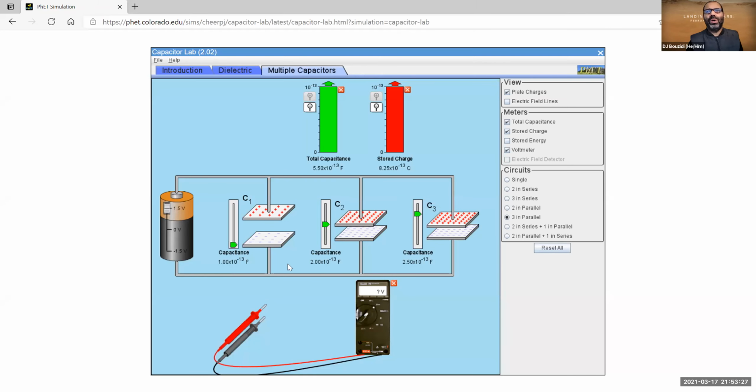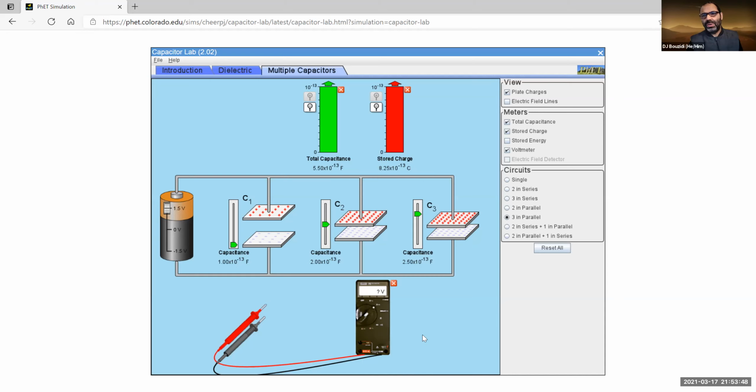Okay. So now the voltage stays the same, and this is how much capacitance, which should be just the sum of these 3. 1 plus 2 plus 2.5. That should be 5.5. Okay. Because they are in parallel now, and we need to compare it to this number, which is exactly how much it is right now.